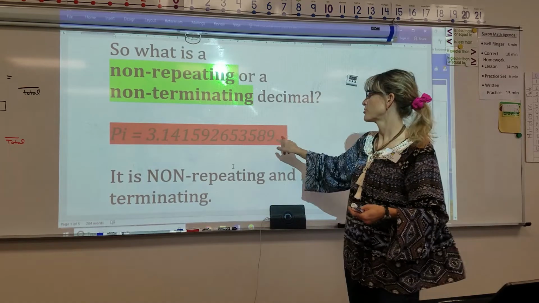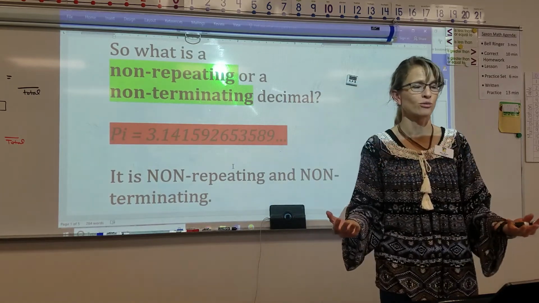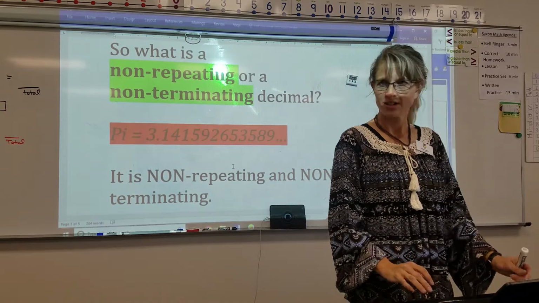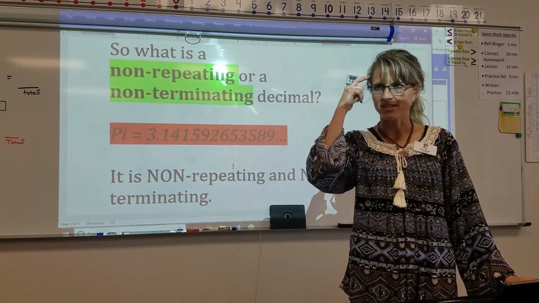So anytime you're typing a number in your calculator, testing it out, or dividing it even by hand, if you get a decimal number like this, it's irrational. What is it called? Get ready. Irrational.